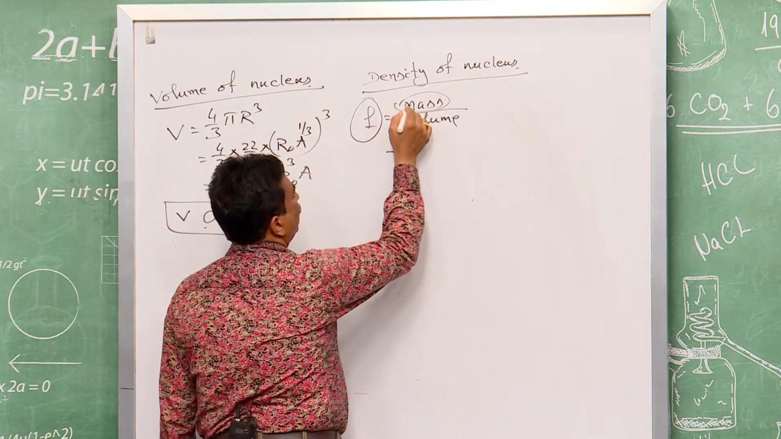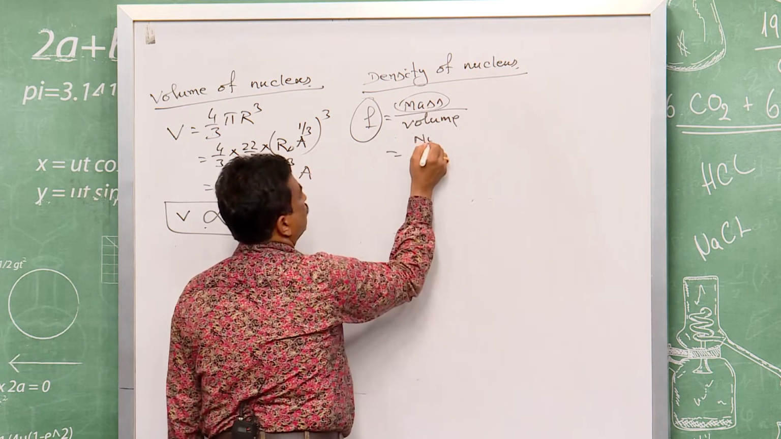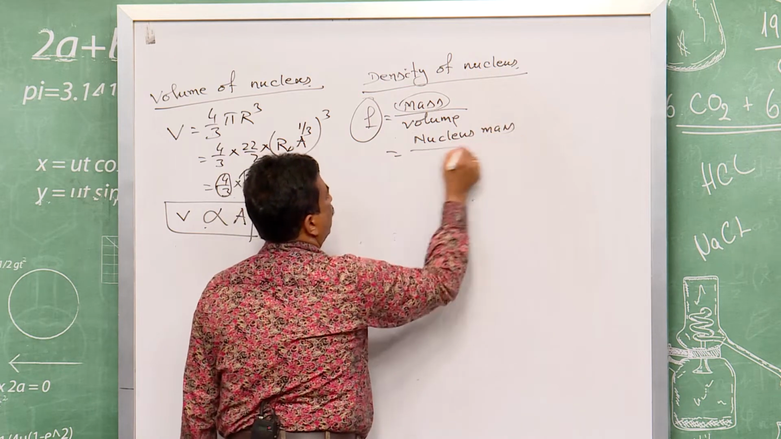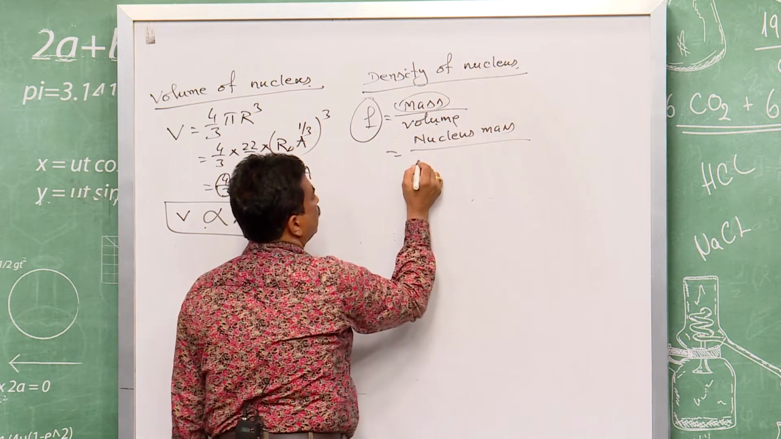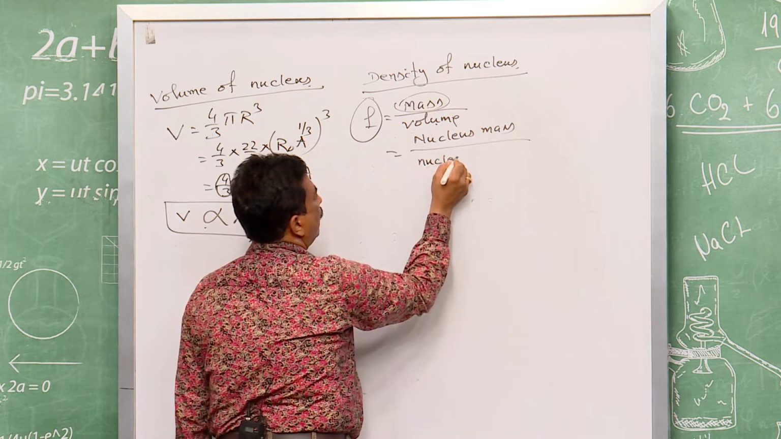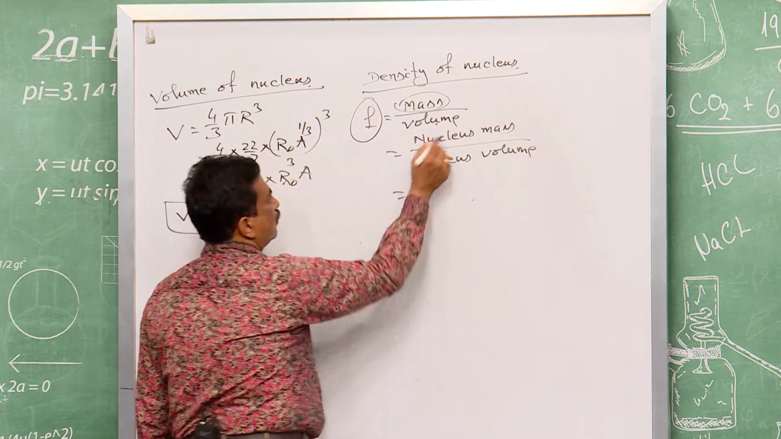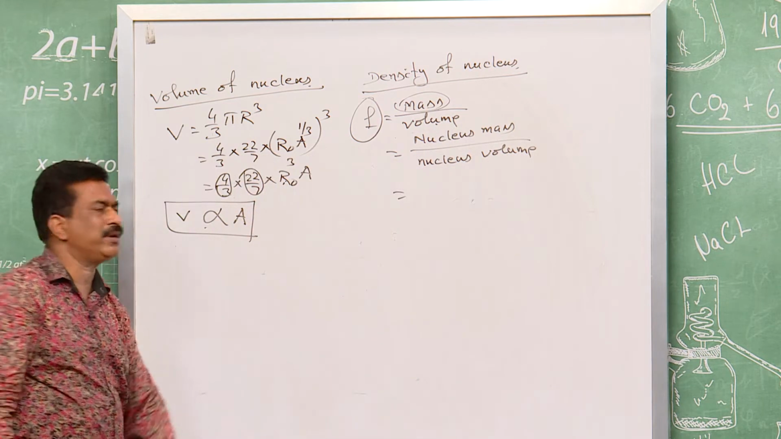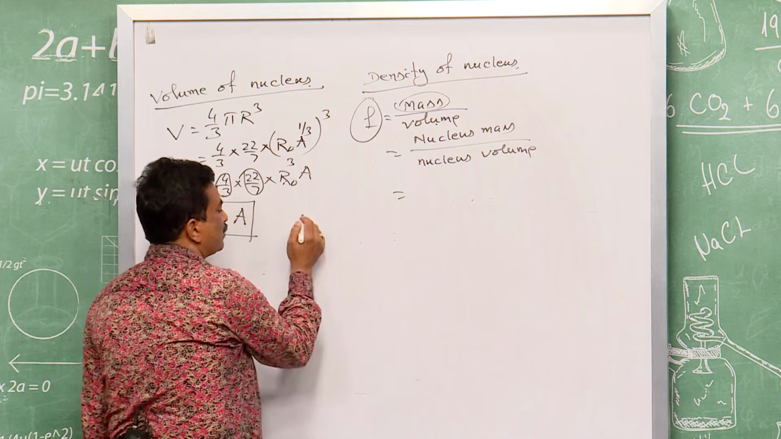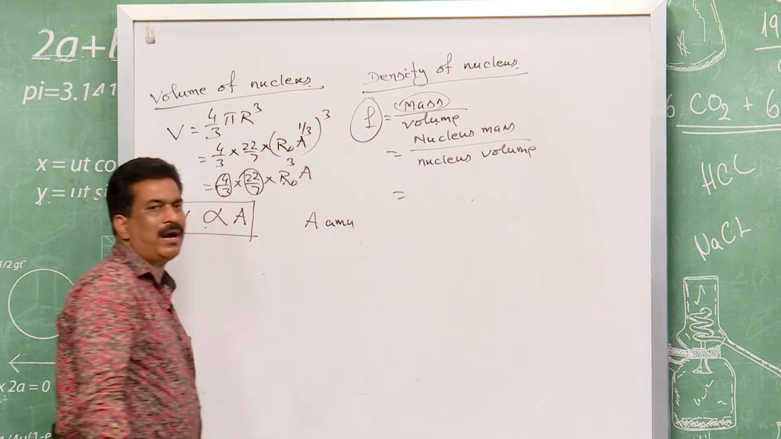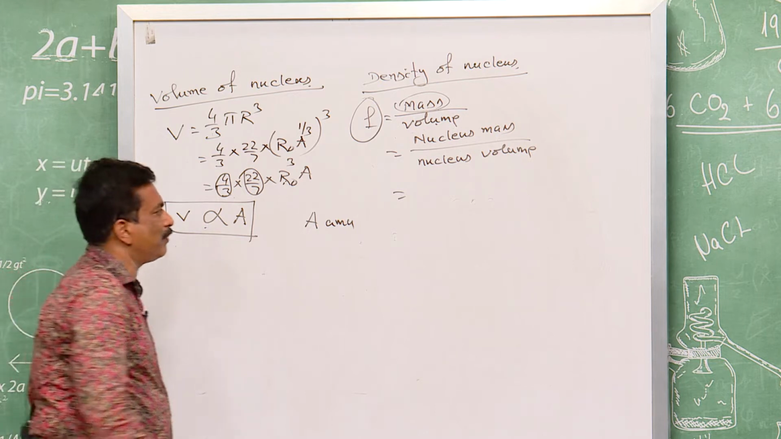The mass means whose mass? Nucleus. So, this is the nucleus mass by volume. Whose volume? Nucleus volume. So, nucleus mass means the mass of the nucleus. What we have written? The mass of the nucleus will be A mu. Are you clear to my point?